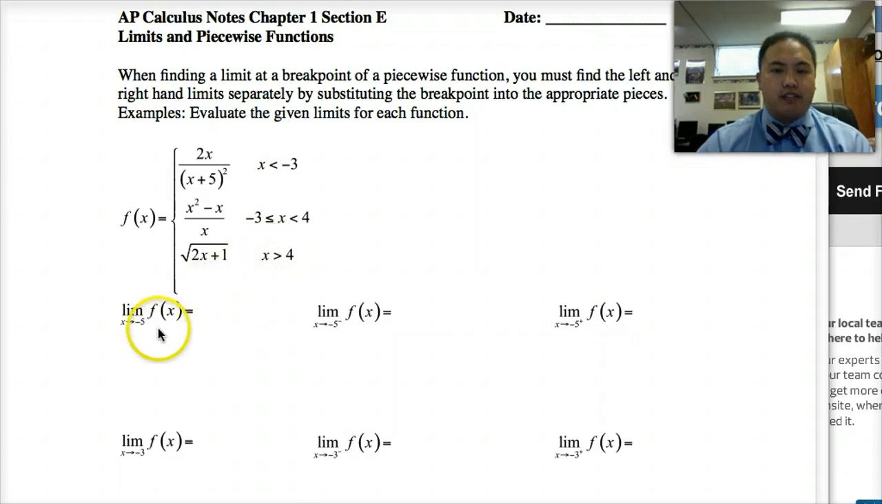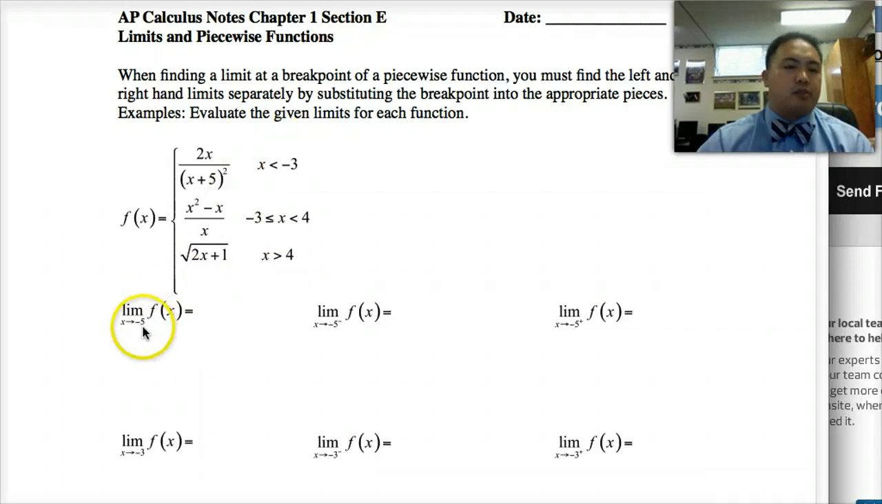So let's start off with this -5. I have -5 general, -5 minus, and -5 plus. As you can see, -5 would fall under one of these 3 pieces. -5 would fall under this piece because it is less than -3. It is not a breakpoint. I have a breakpoint at -3 and I have a breakpoint at 4. If you do not have a breakpoint, like -5 is not one of these numbers, all I have to do is plug in -5 and it'll be the same for all 3 answers.